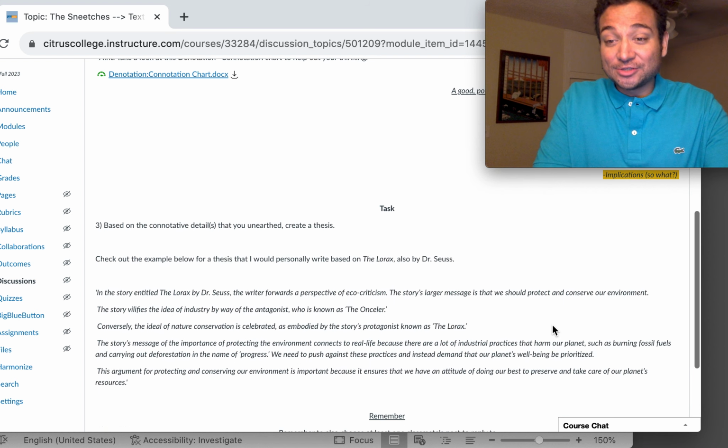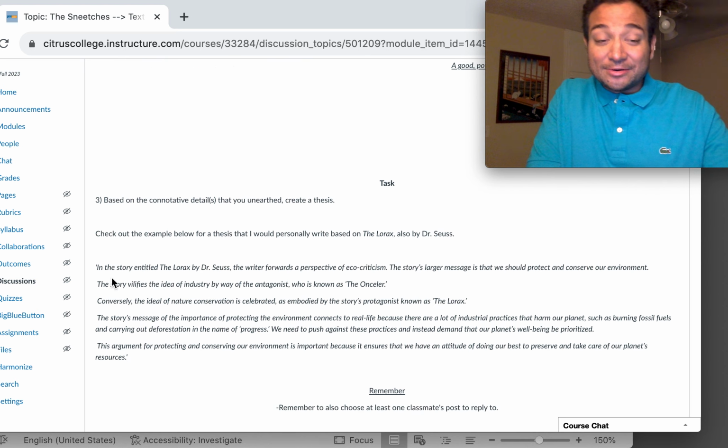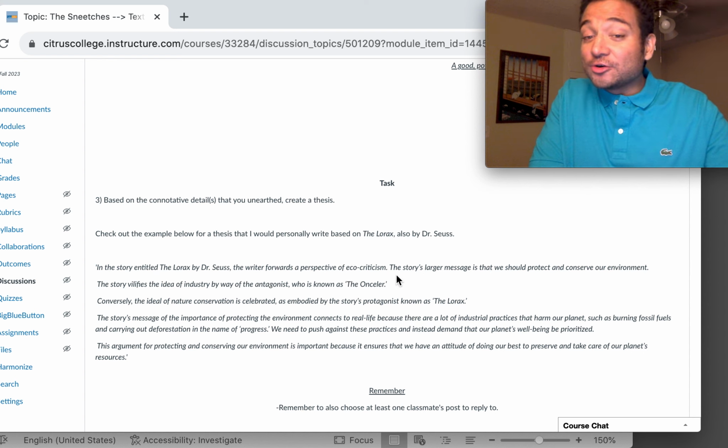So, as if I was a student writing a thesis for this, but we did it for the Lorax, so it wouldn't be the same. I wrote it here. Check this out. In this story entitled The Lorax by Dr. Seuss, the writer forwards a perspective of eco-criticism.